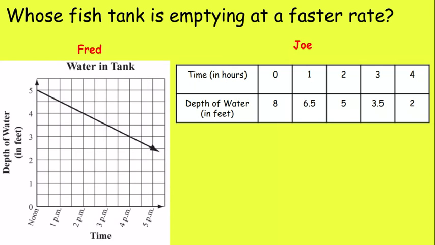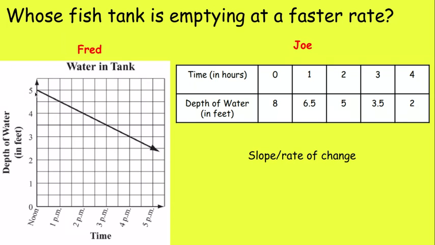Now, let's talk about whose fish tank is emptying at a faster rate. Well, this question actually has that key word in there, rate. So we know that therefore we're using the slope and the rate of change. I'm going to look at my graph here and I need to determine my slope or my rate of change. So I'm going to start with this point right here because it's a point at the cross of the grid marks. It's actually the point kind of 0.5. And I'm also going to use this point right here.